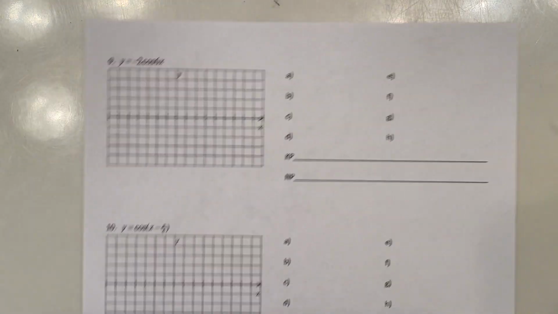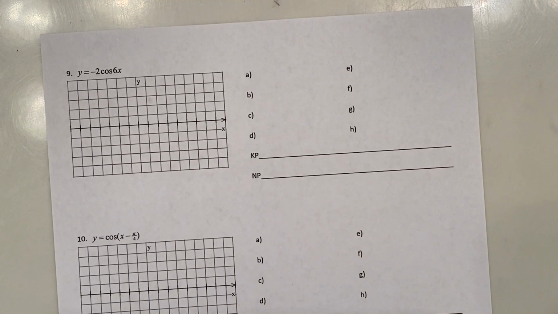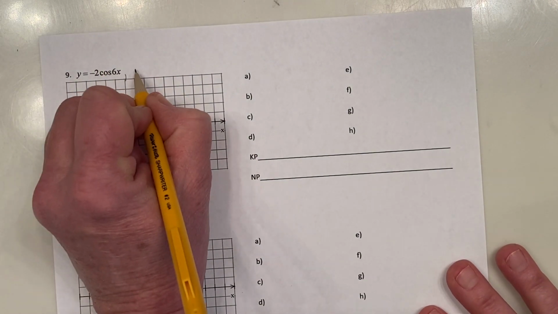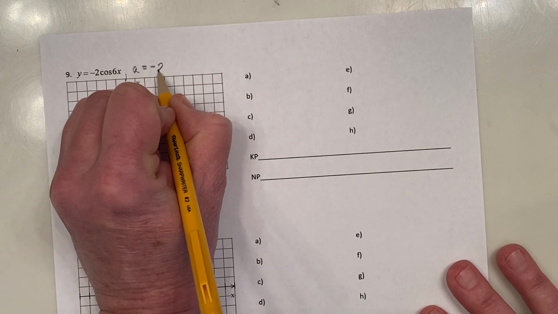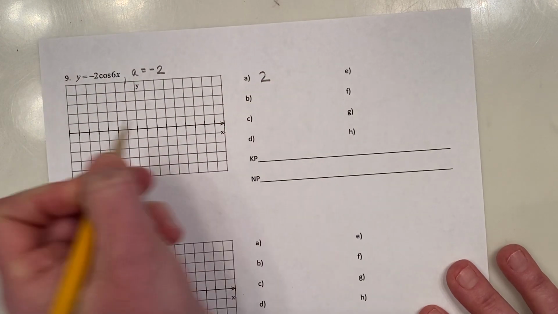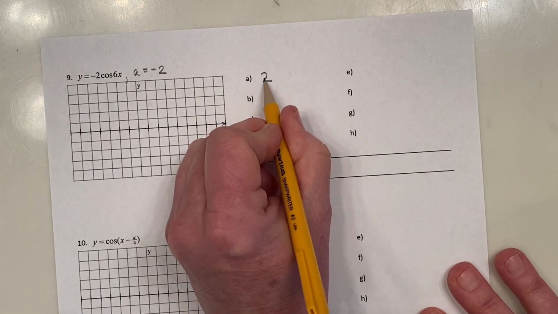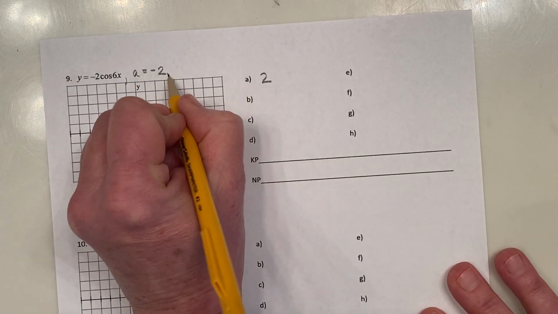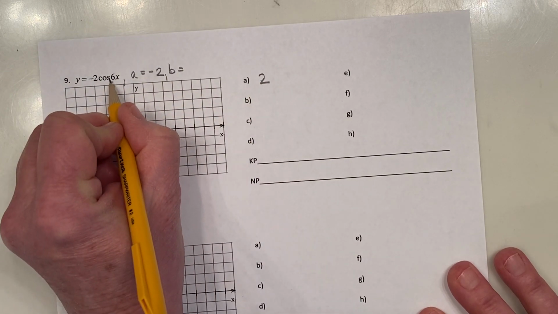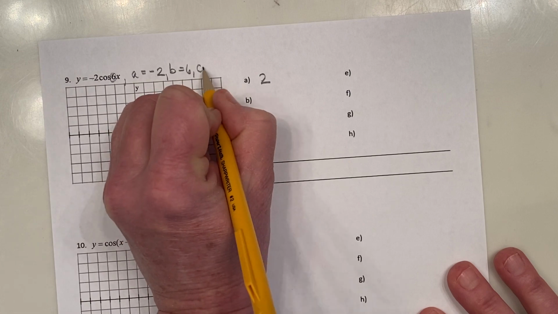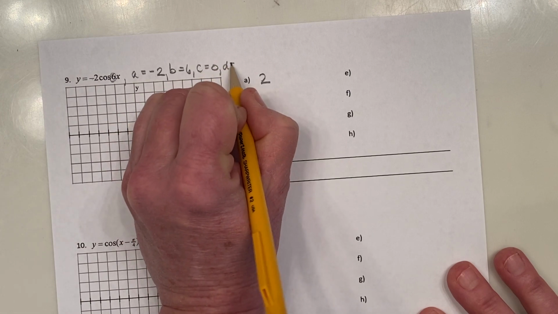Let's go to a few more examples. If you're comfortable, stop the video, complete these on your own, and then check my key. I know A is -2, but the amplitude question is +2. Ooh, B is 6 and no C or D's. They're coming.